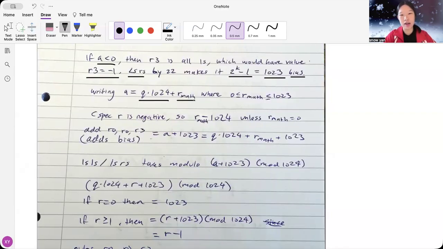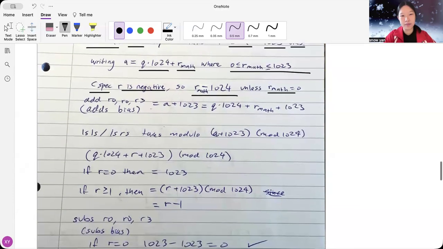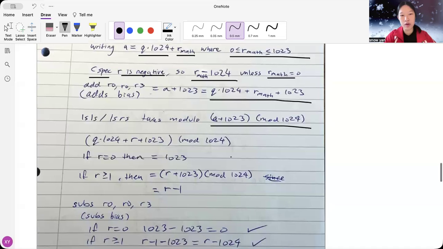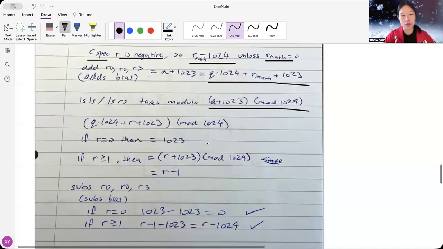plus the remainder, right? Which in math would have been something from 0 to 1023. But in our C specification, R is negative, so we would want something of the form R minus 1024, unless the case that R is equal to 0. So what we do here is we want to add the bias to the thing. So then we just do A plus 1023, which essentially in our original form would have been Q times 1024, the same, plus R plus 1023. So then we would take the modulo, which means this number is modulo 1024. So then we would have this expression mod 1024.